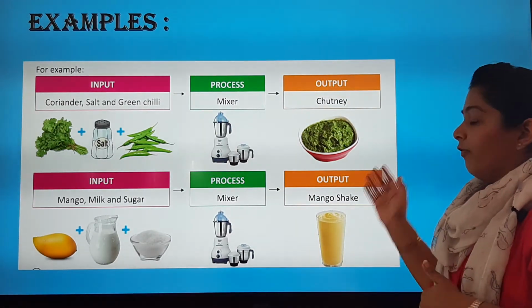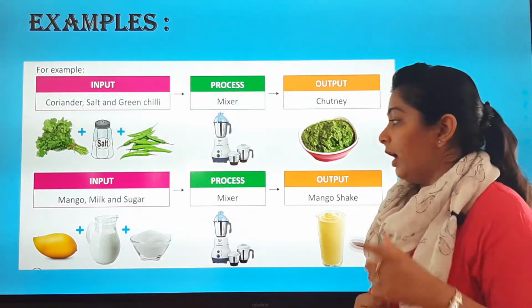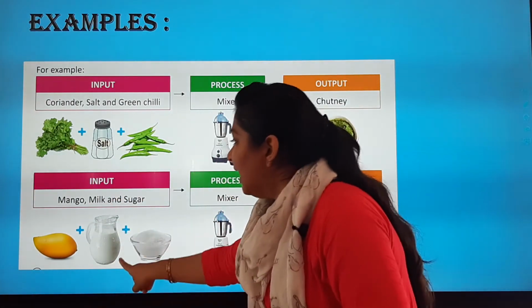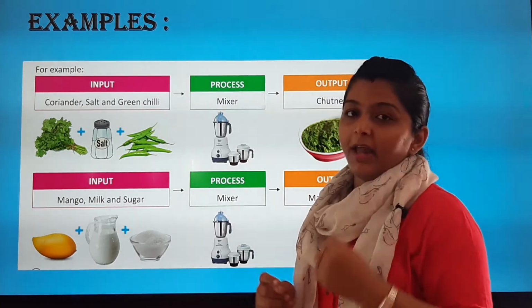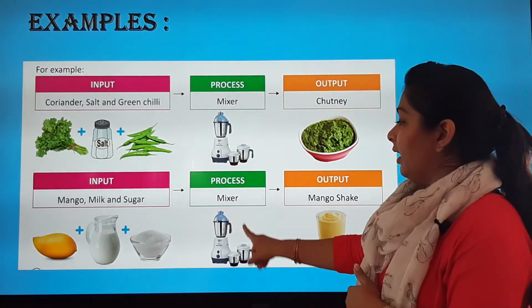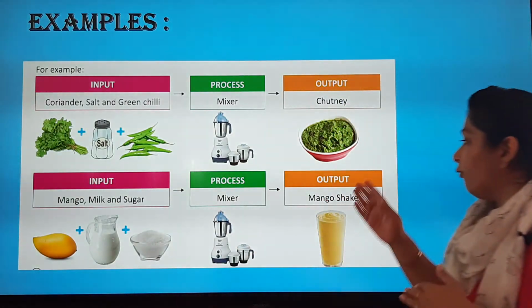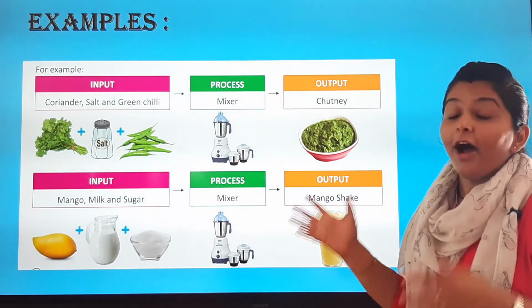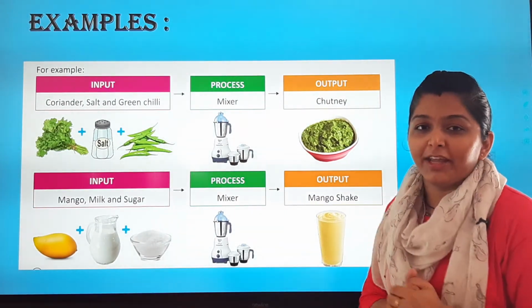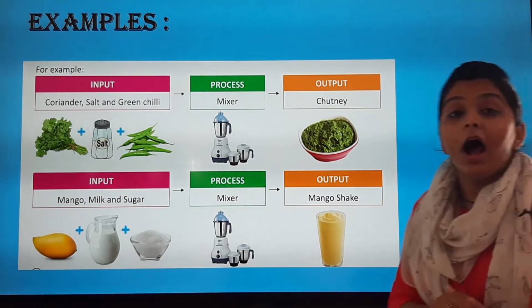Understood? Now when we want to have a mango shake, what will be the input for that? It will be mango, milk and sugar. ये 3 हमारे inputs हो जाएंगे. And where will the processing be done? In the mixer. कहाँ पे juice बनेगा? Mixer में. And what we will get at the end? A yummy mango shake. Yes, and a very healthy one. So that will be our output.